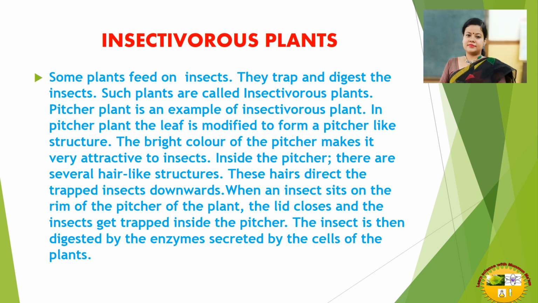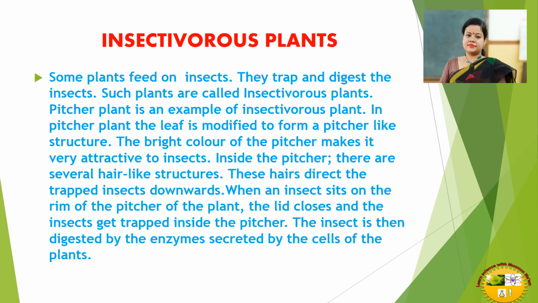So first of all, insectivorous plant. Some plants feed on insects. They trap and digest the insects. Such plants are called insectivorous plants. Pitcher plant is an example of an insectivorous plant.